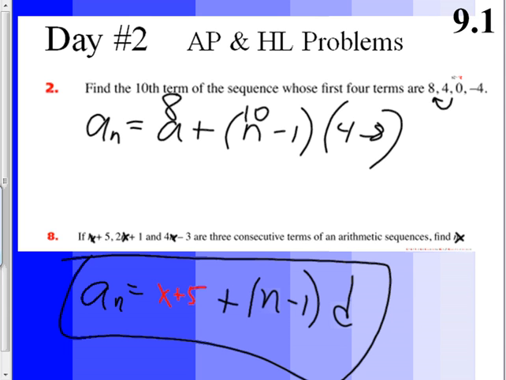So now, a sub n. Do you get how that's like a later term? This is the first term. This is like a later term. Do we have to pick one or the other of our two?